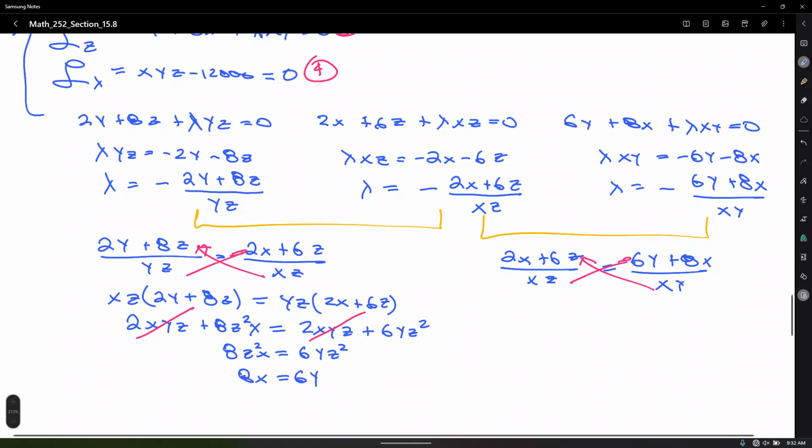And let me do the following. Let me get x in terms of y. 6y over 8, which equals 3y over 4, or 3/4 y.